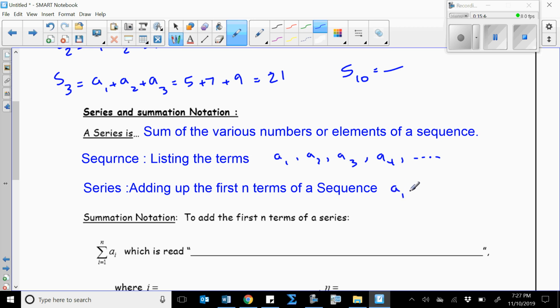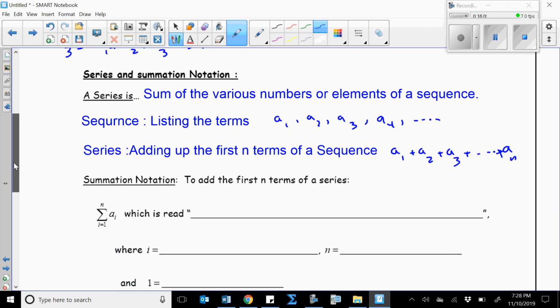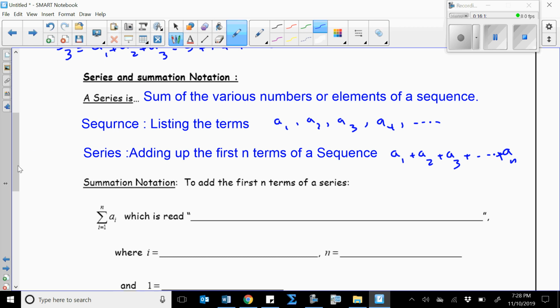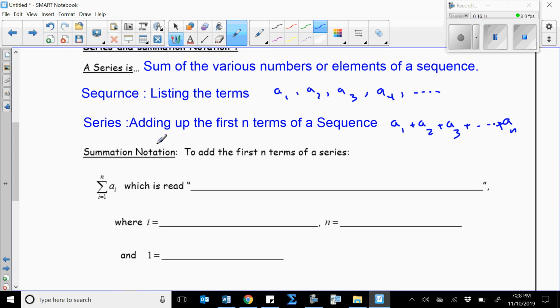So this will be A1 plus A2 plus A3 and so on. If we're asked to find the first n terms, I'm going to find A1 to An and add them all together. So this is the difference between series and sequences. A series, which is the sum of various numbers of elements of a sequence, can be written by summation notation. This is the notation that we use for series. This symbol is called sigma.